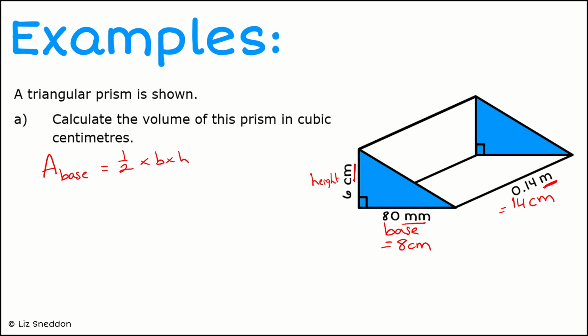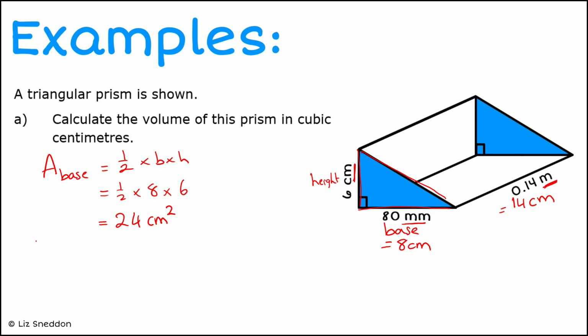Okay, so going back to my base area. So here's my triangle base there. The base is 8 centimeters. So we're going to say half times 8 times the height of 6 centimeters. And that's going to give me a base area for the triangle of 24 centimeters squared.